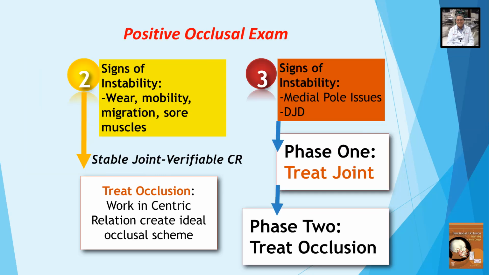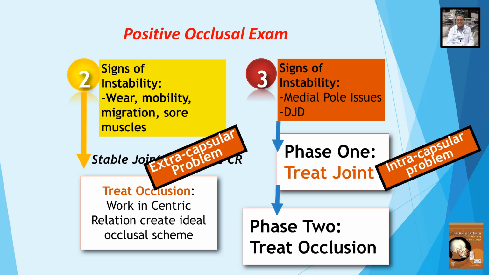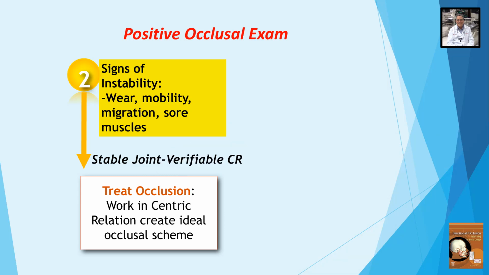Let's look at positive occlusal exam a little bit more. And let's say that if they're yellow and we've decided to treat the occlusion and the joint is stable, then an older word we used to call those are extracapsular problems. In other words, outside the disc itself. If, however, it's red and we have instability of the medial pole, we used to call that intracapsular problems. Well, let's look at this one, the yellow. Positive occlusal exam, stable joint, because this is where most of our treatment will be identified.